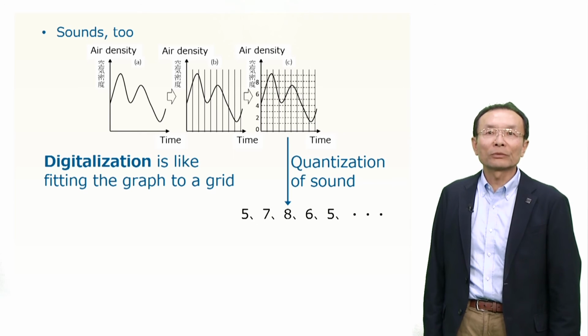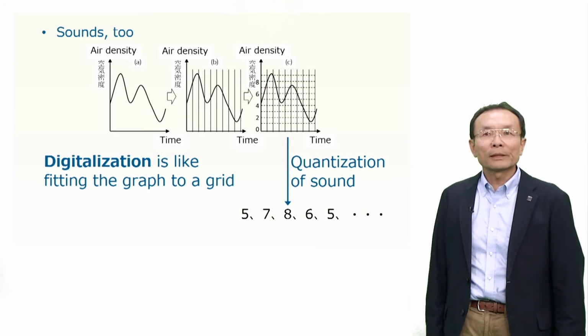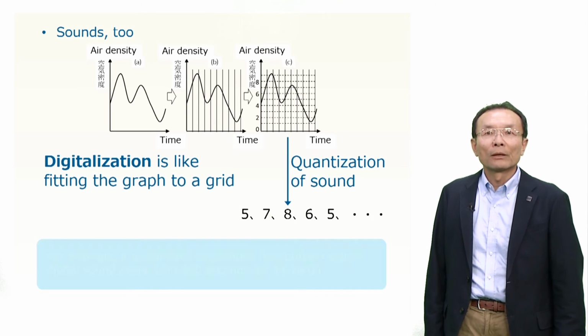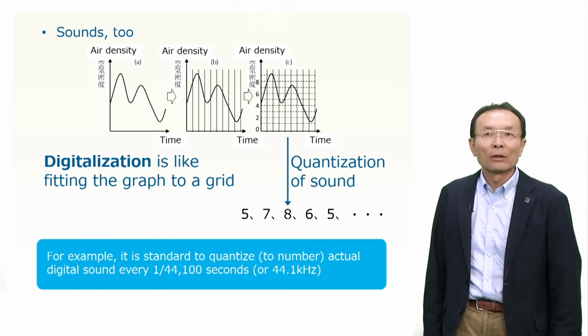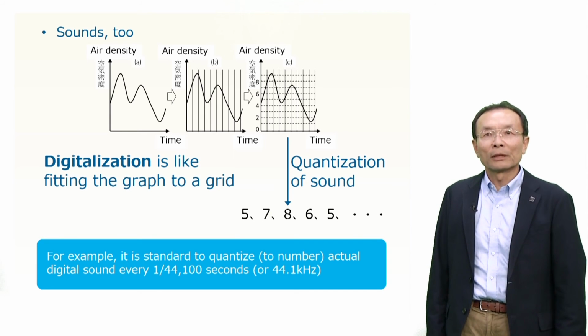That gives a number of strings. For example, 5, 7, 8, 6, 5 in this example. That is a quantized expression of sound in numbers. With actual digital sound, one second of sound is divided into 44,100 strips to quantize this sound.